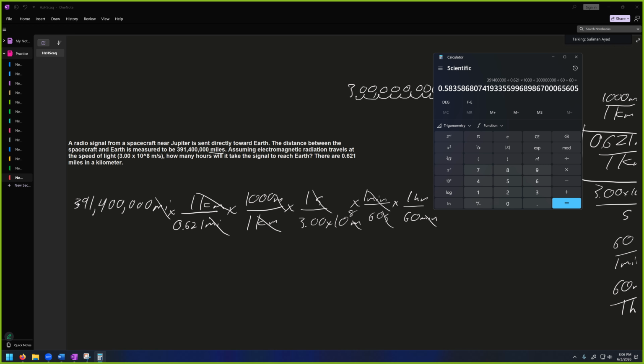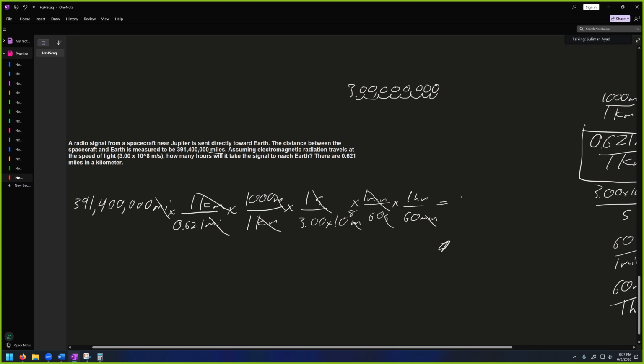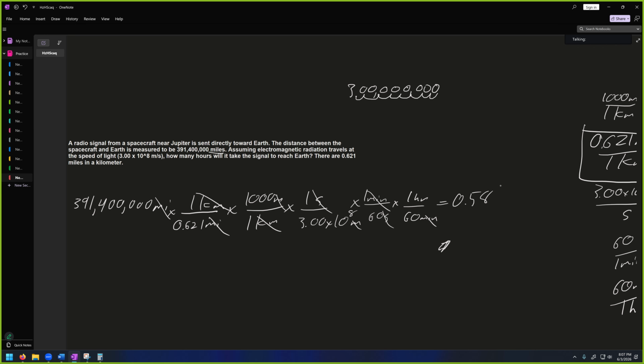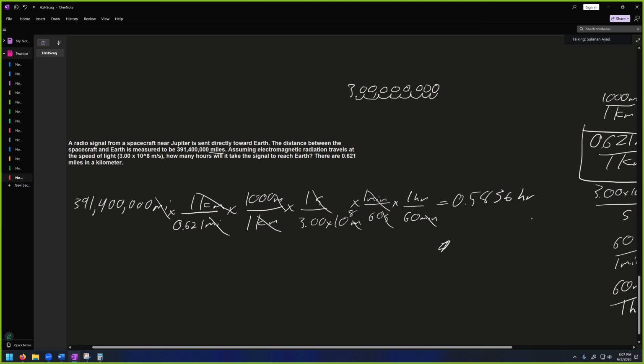But I can see that we have 1, 2, 3, 4 significant figures. These trailing zeros don't count as significant because they come before any decimal points. If you had a decimal point and then some zeros after it, then all of the zeros become significant. But in this case, insignificant zeros. So we just need to keep 4 significant figures here, which means that my final answer should be, oh, I had it here, is equal to 0.5836 hours.